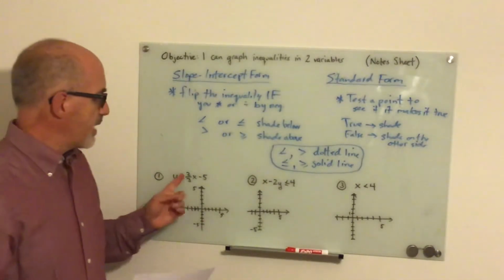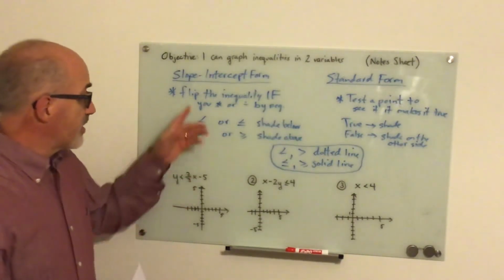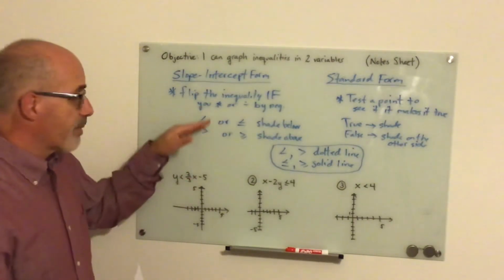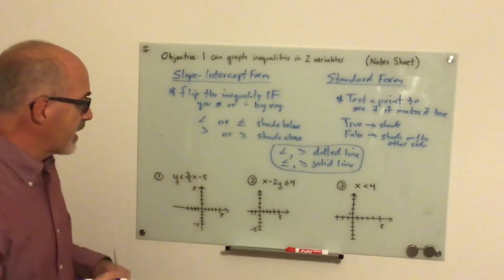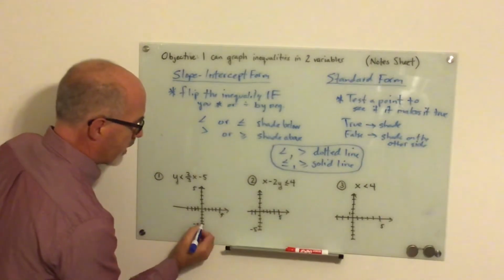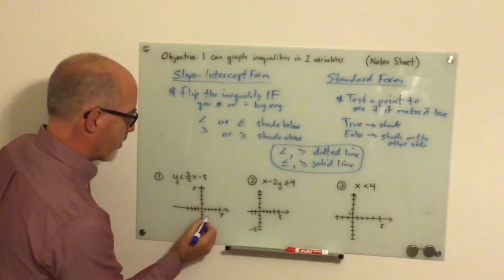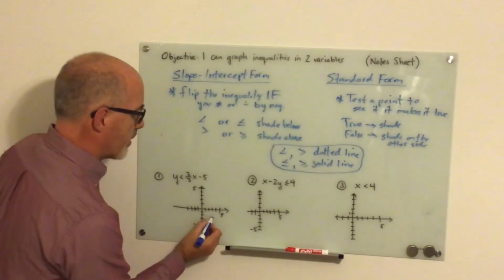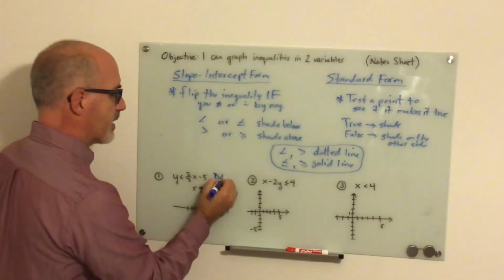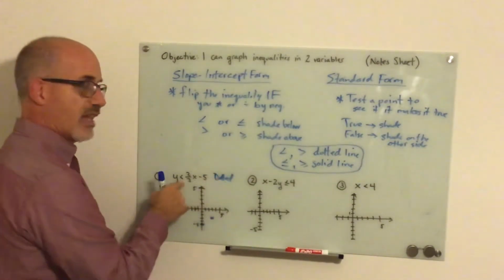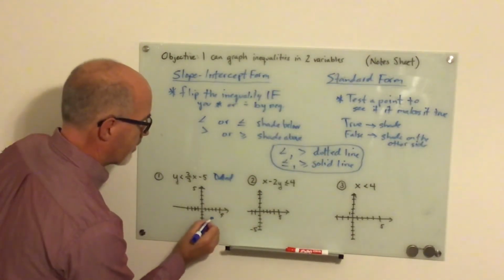So this one, y is less than 2/3 x minus 5. This graph, it's in slope-intercept form, so I don't have to worry about flipping the inequality because it's already in that form. I'm going to start at -5 on the y-axis, my y-intercept. I'm going to graph my slope, so go up 2 over 3. And now when I draw my line, I'm going to make this a dotted line because it's got a less than, not a less than or equal to. So I'm going to make this a dotted line when I graph it.